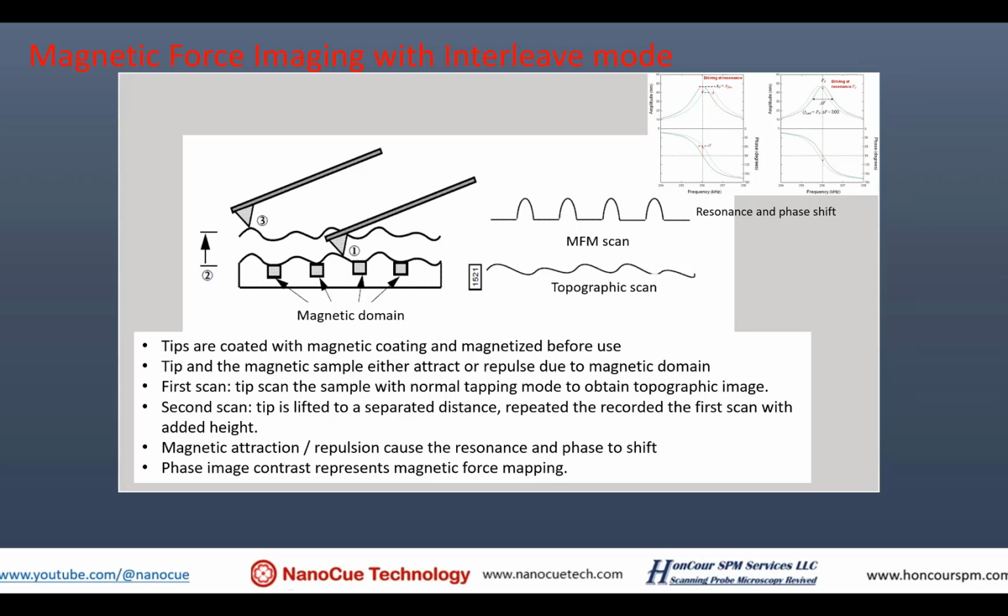Okay, so the tip will scan the sample twice. The first time will be on the sample, to detect the surface topography, and the second time, the instrument will remember the first topography movement of the tip, and then lift the tip, and with a separation distance, scan a second time. And then when you scan the second time, the magnetic force, or to be precise, the force gradient, causes the oscillation resonant frequency to slightly shift. By detecting the phase shift of the second scan, you record the magnetic force. That's how it is done.